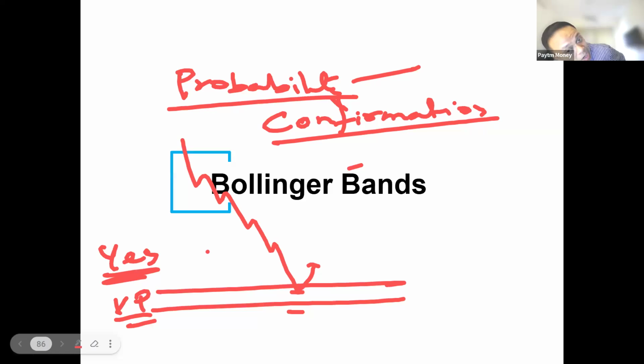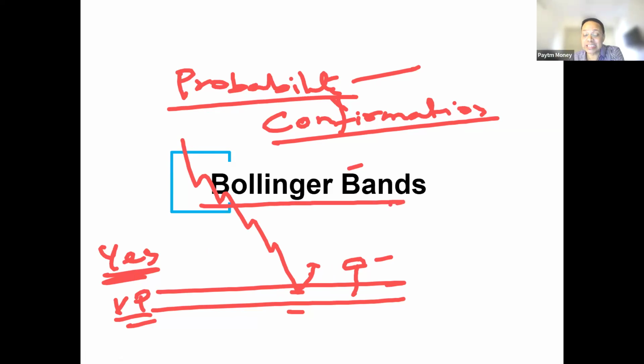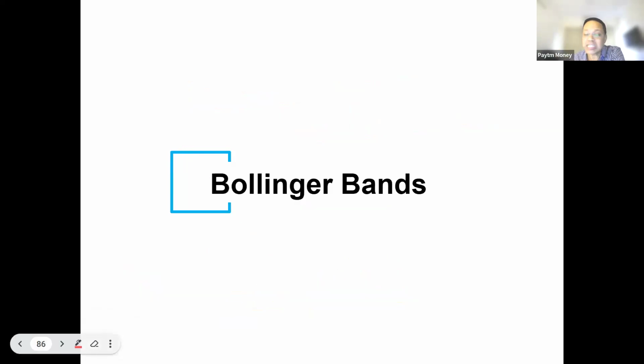Now, this confirmation could come in different ways. One is, as we say, a hammer. Here exactly you got a hammer. Price has moved out of the zone. That is one confirmation. Very good. Second is what we call indicators, lower time frame. Now, I'm going to give you a time frame now. Multiple time frame.